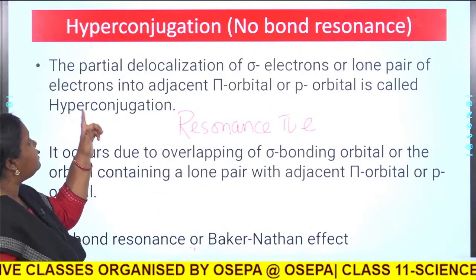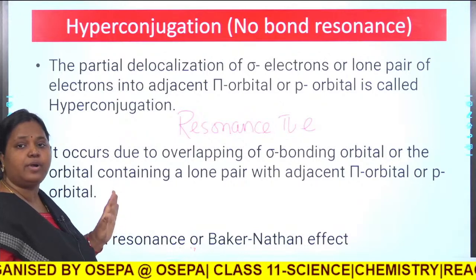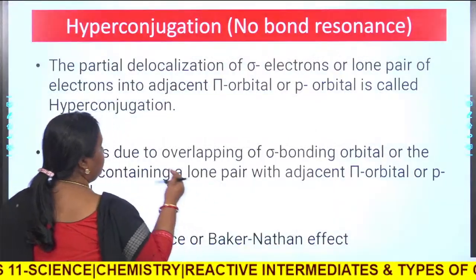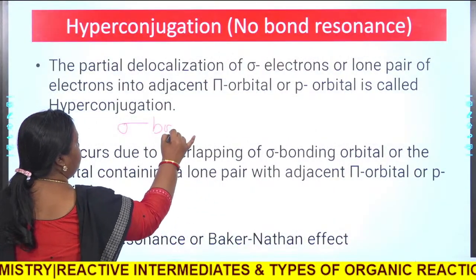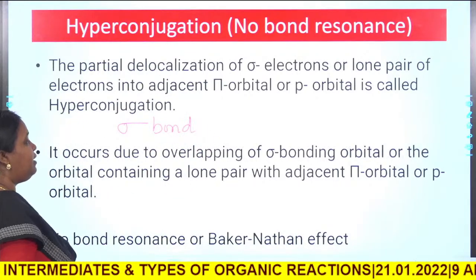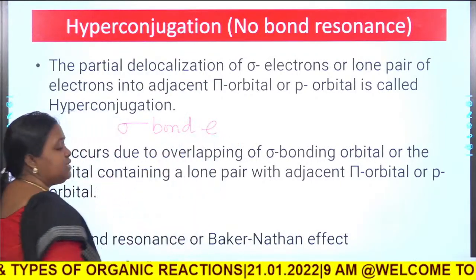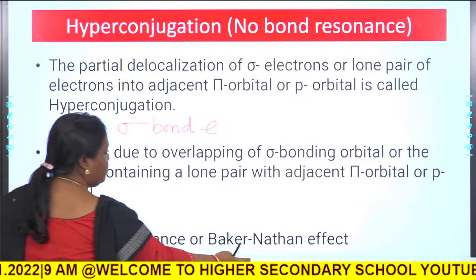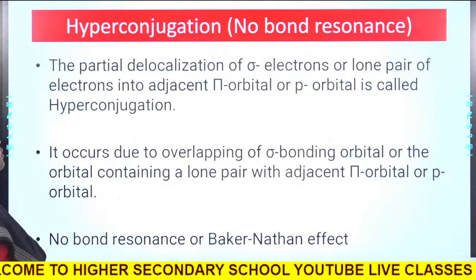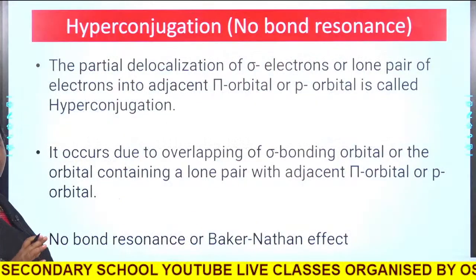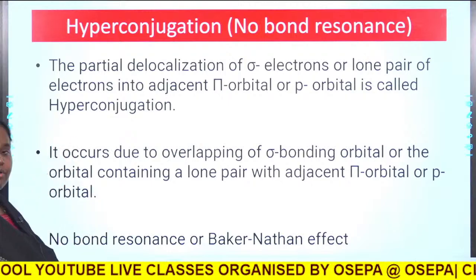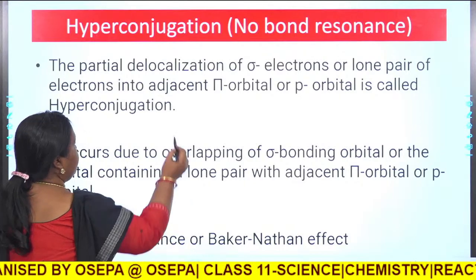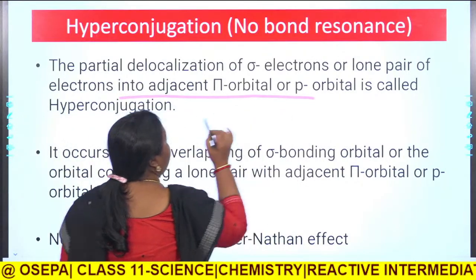But in case of hyperconjugation, it is also called no bond resonance. We will see actually the sigma bond electron. Here it involves the sigma bond electrons, means the sigma bond electron will get involved in resonance. So what is hyperconjugation? Hyperconjugation is the partial delocalization of the sigma electrons or lone pair of electrons into the adjacent pi orbital or p orbital.